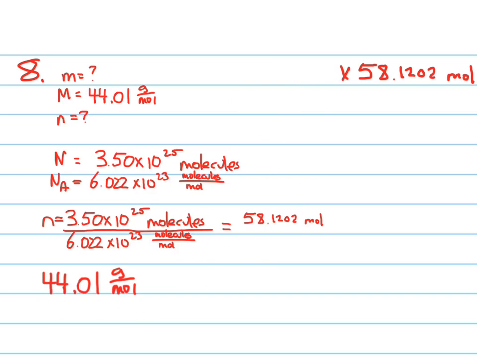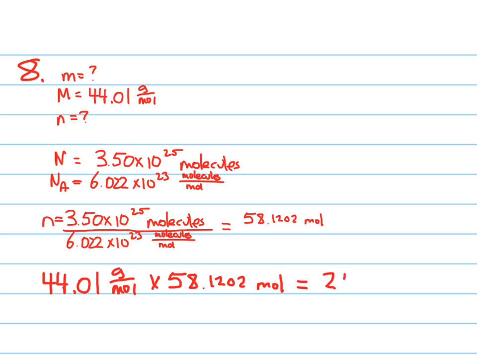44.01 grams per mole, and I'm going to multiply it by my 58.1202 moles, keeping a few extra significant digits, and I end up with 2,558 grams. Now I don't have enough significant digits to carry that through, so that's going to be 2.56 times 10 to the 3 grams.